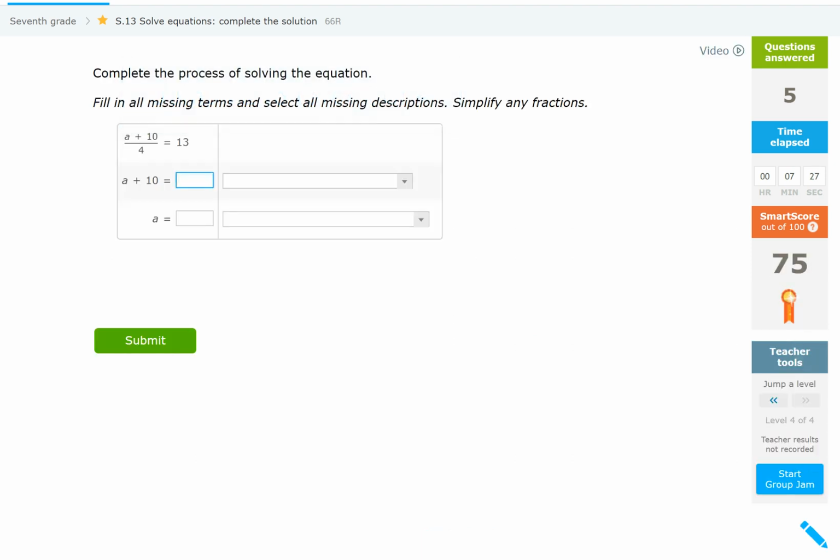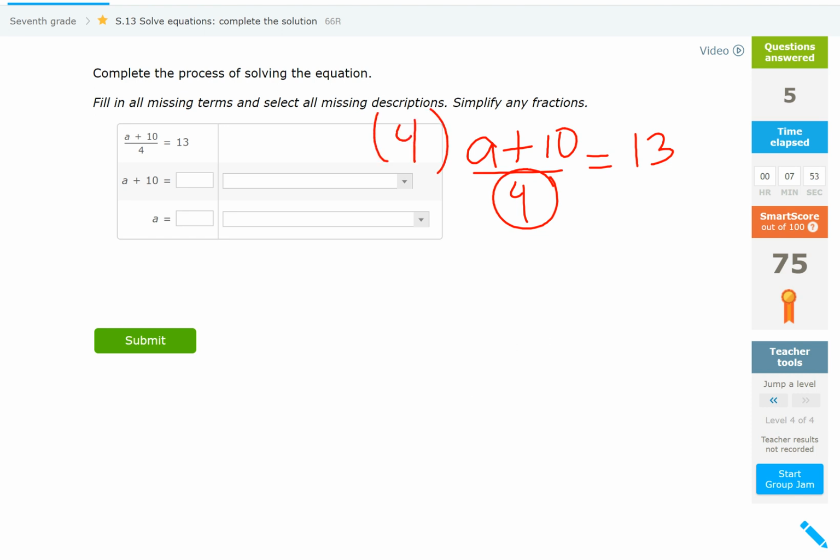And then finally, you're going to start seeing problems where they don't give you any guides. And that doesn't matter because you already know how to solve these. So all you're going to do is follow the steps. Since this entire left side is being divided by 4, I need to get rid of division by 4 first. It's furthest away from the variable, which is a. So to get rid of division by 4, I multiply both sides by 4. Those cancel, and I get left with a plus 10, which is equal to 13 times 4, which is 52. So far, a plus 10 is equal to 52.